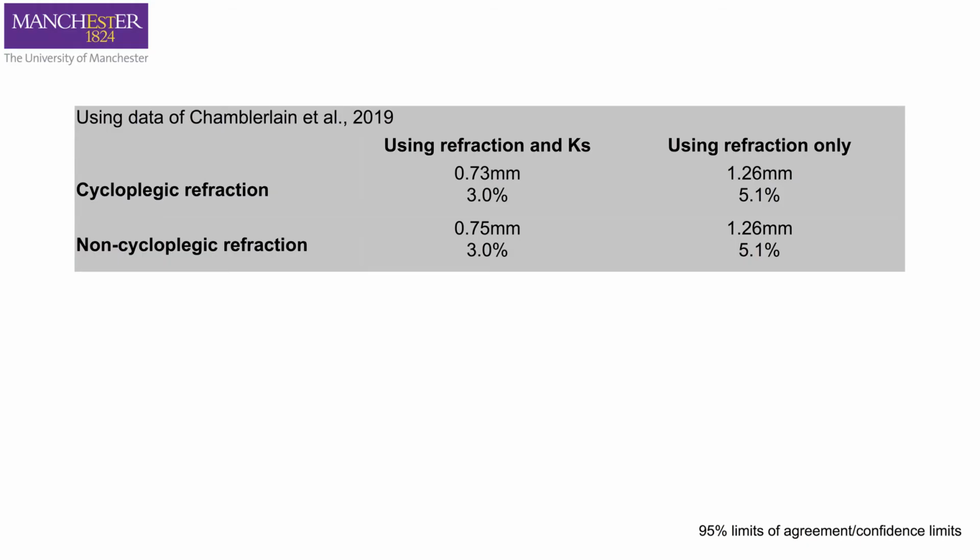So we can actually do something similar using both cycloplegic refraction results and non-cycloplegic results. In fact, we get something very similar for the two. That is, using the formula, we are within about 3% or within 3/4 of a millimeter of the true axial length value. Well, how can we sort of challenge this formula?